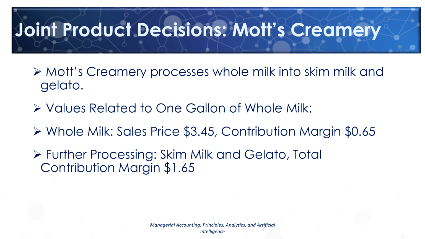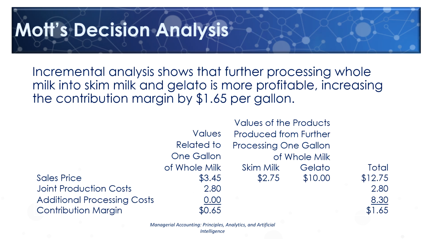Let's look at an example, Mott's Creamery. Whole milk can be sold as is or processed further into skim milk and gelato. We compare the contribution margin from selling whole milk versus the contribution margin after processing further. If further processing produces higher contribution margins, then further processing is the better option. Let's look at the data.